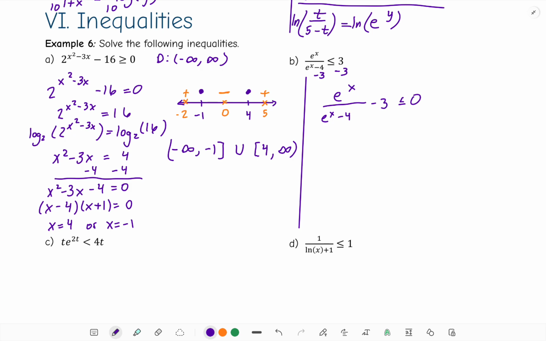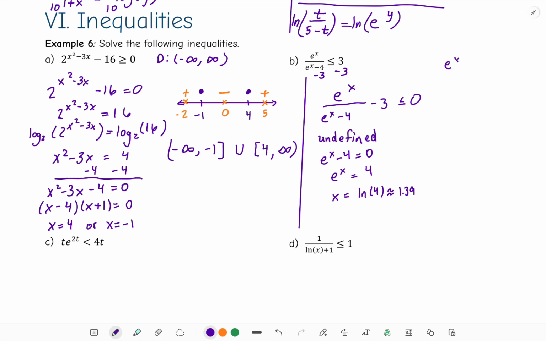Yeah, this is good. Now we want to know when is it undefined first. Well, because of the fraction, it's undefined when e to the x minus 4 equals 0. I'll add 4 to both sides and take the natural log of both sides. So it's undefined at the ln of 4, which is approximately 1.39.